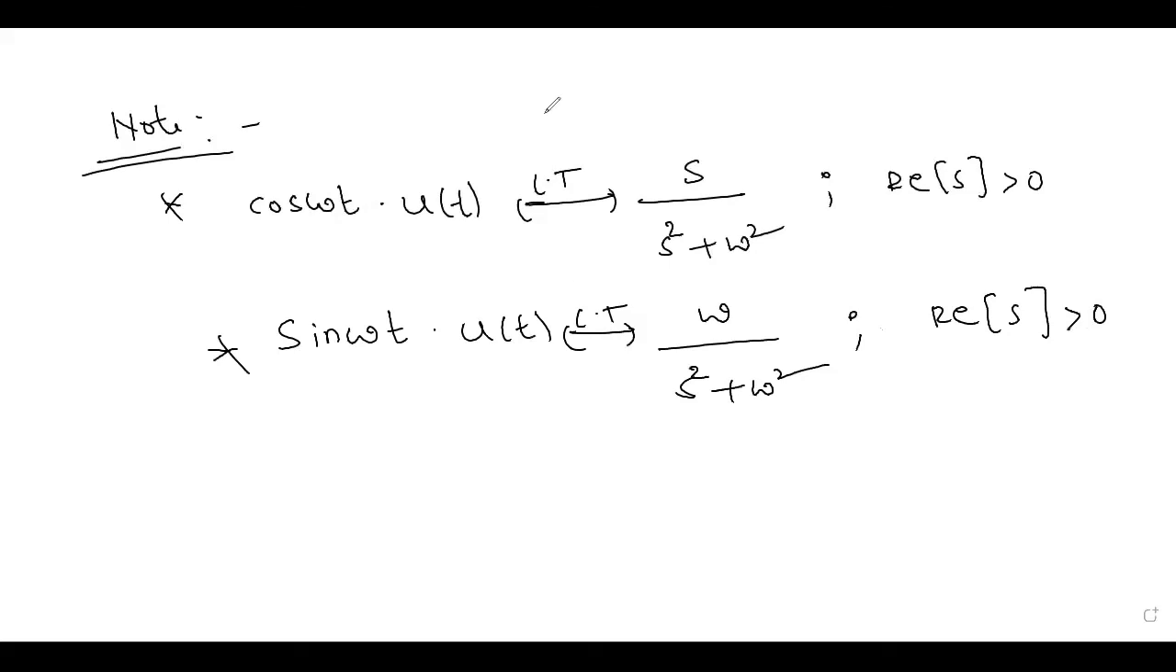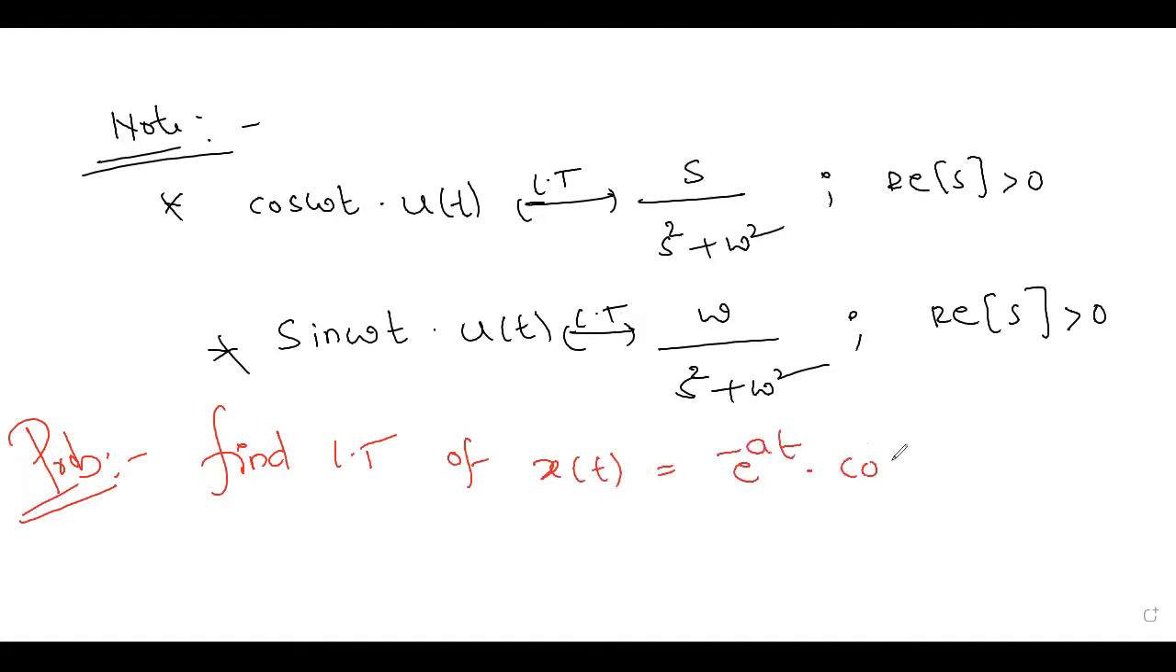Okay. Now based on this, next example. Based on this, find the Laplace transform of the signal x of t equal to e power minus at into cos omega t into u of t. Now which property do we have to use here? Please try to analyze and solve this problem. Which property do we have to use here?